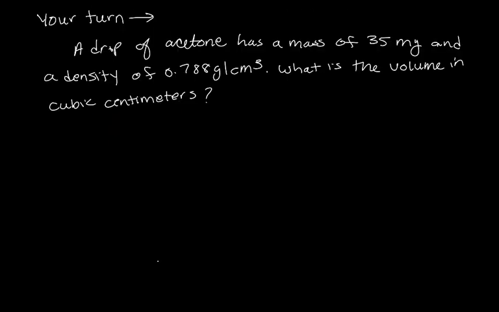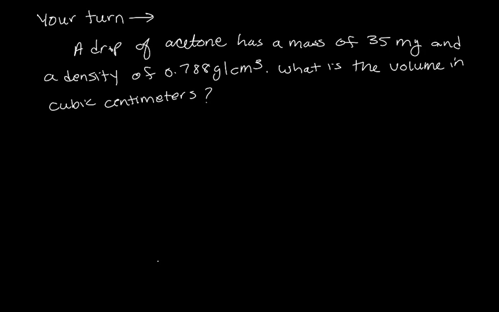So go ahead and try using density as a conversion factor in the following problem, and then replay the video to see if you got the correct answer. A drop of acetone has a mass of 35 milligrams and a density of 0.788 grams per cubic centimeter. What is the volume in cubic centimeters?